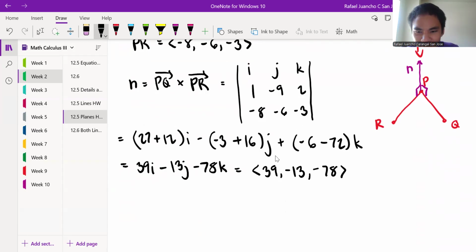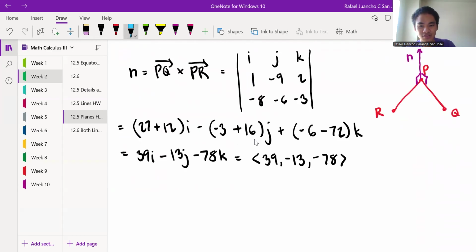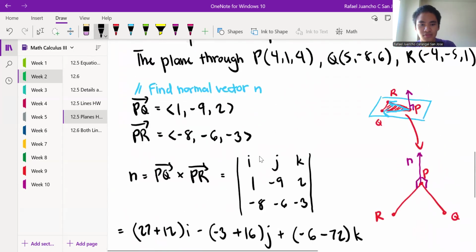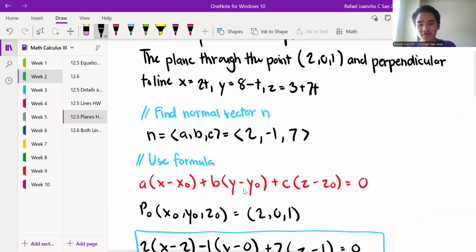I didn't mess up, no? I don't think I, no. Okay, I'm just scared because it's a big number. Anyway, we'll try it out and see what happens. And then now we just, again, use the formula. So we look at this formula here.